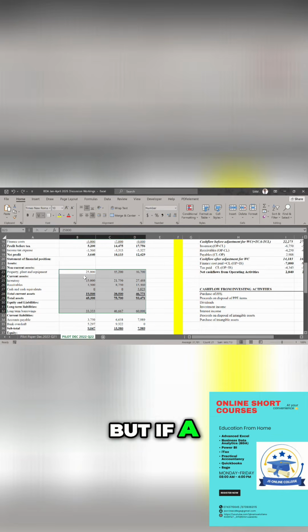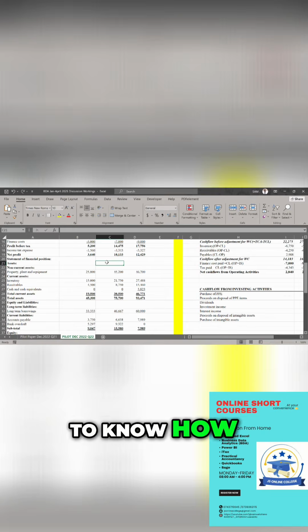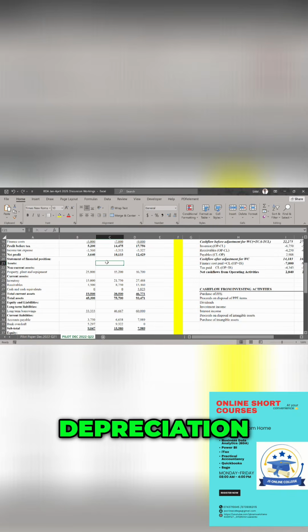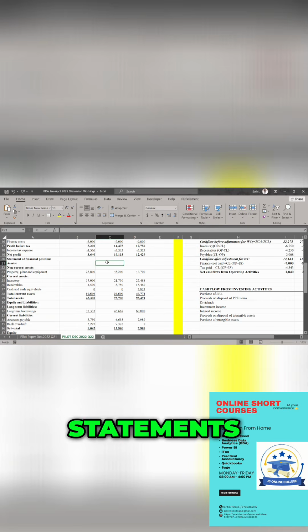But if a trial balance comes in, then they will bring something called accumulated depreciation. They will bring you a line of accumulated depreciation. So you need to know how to treat accumulated depreciation with the current year's depreciation and the net effect, how it will affect the value of PPE that you are taking to the statement of financial position. You are going to come across that this week as you start preparation of financial statements.